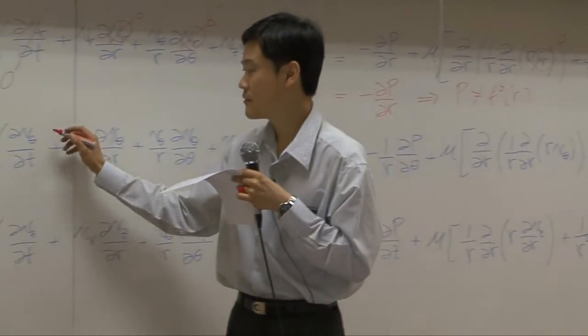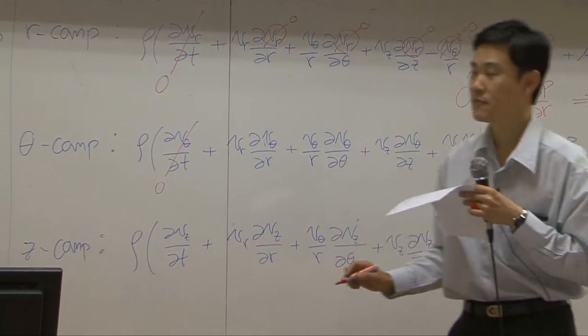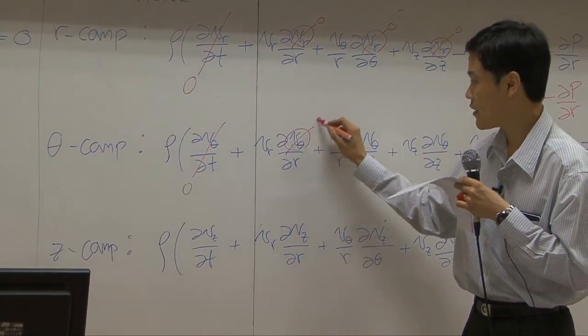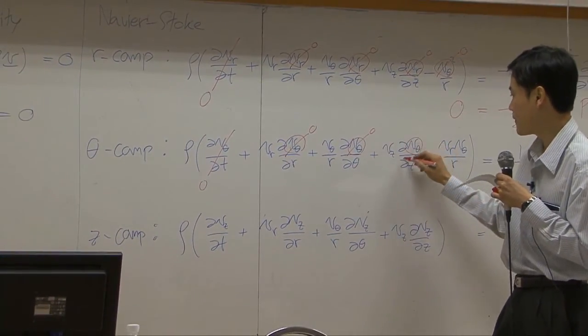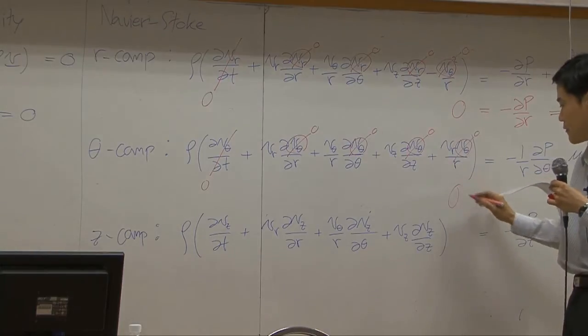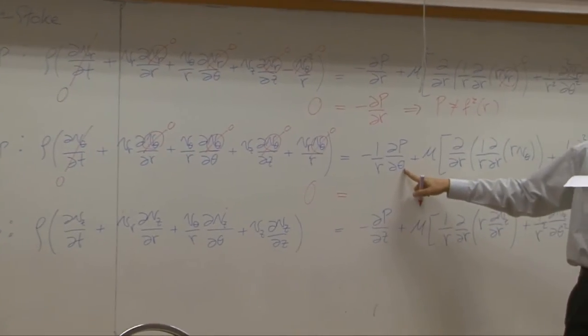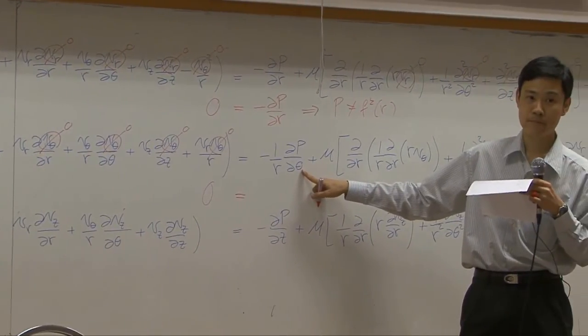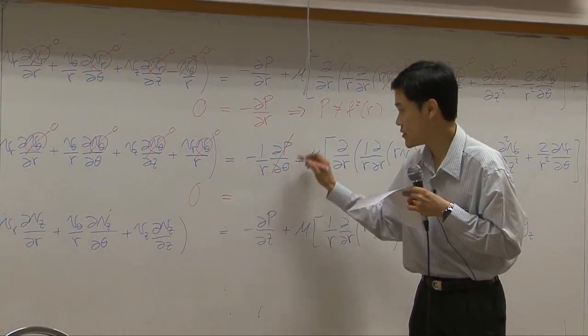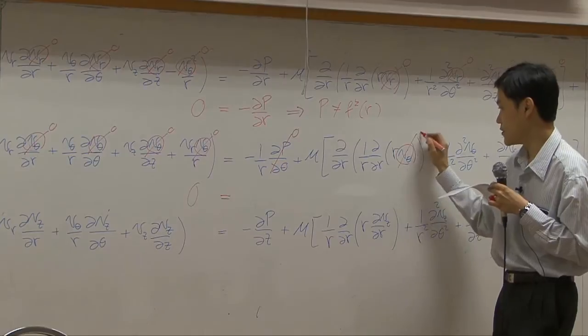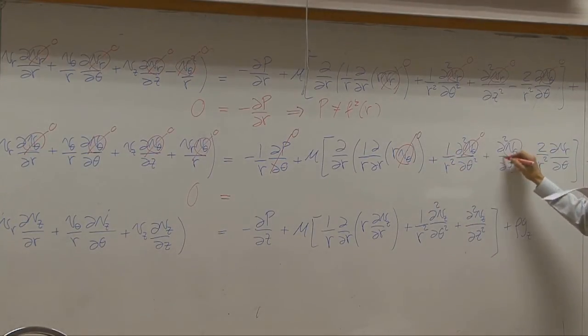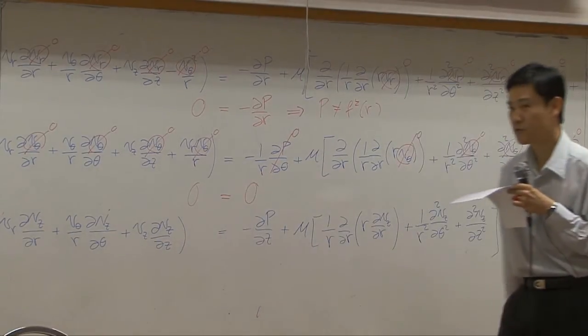Theta component, first term 0 by steady state, V theta are all 0. So all these terms become 0. Does pressure change with respect to theta? No, for sure. This term is 0. So V theta here is 0. There's 0, 0, and VR 0. Is there any G theta? 0 as well. So what do you get? 0 equal to 0. Thank you.